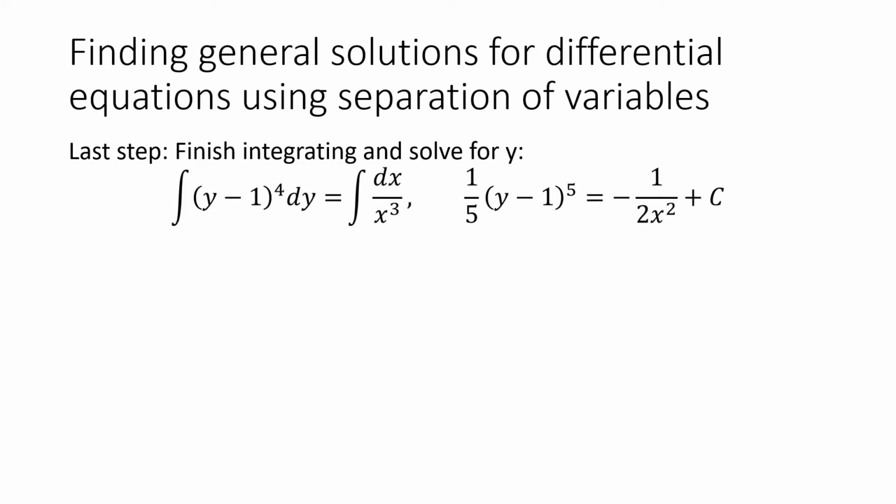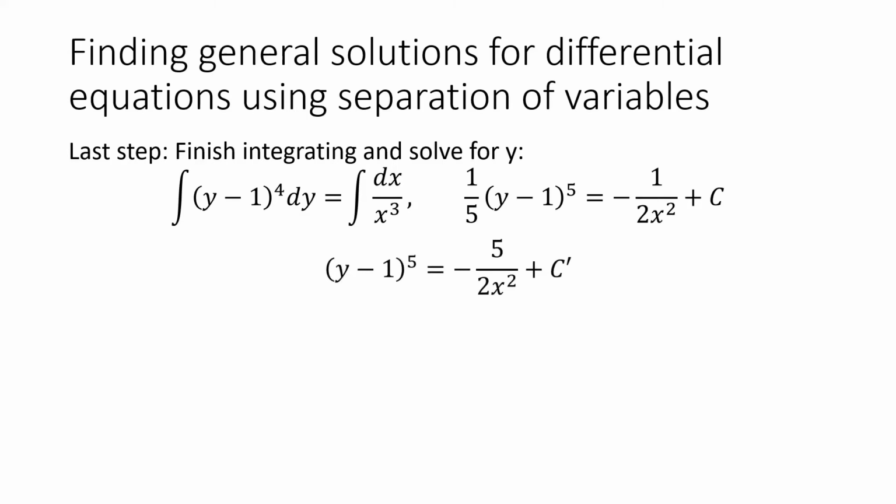You can do some simple u-sub on the left-hand side and on the right-hand side. Pretty simple power rule stuff. Okay, and we end up with 1/5 of (y minus 1) to the 5th is equal to minus 1 over 2x squared plus c. There should be a constant of integration on the left-hand side, but you can absorb it into the constant of integration on the right-hand side.